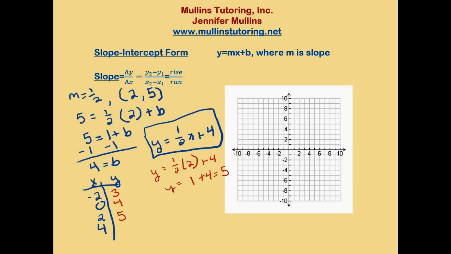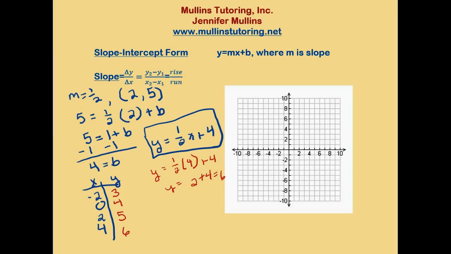And then my last value that I have for this equation is 4. So 1/2 of 4 is 2, and 2 plus 4 equals 6. So now I have my x values and my y values, and I can plot them on the graph.